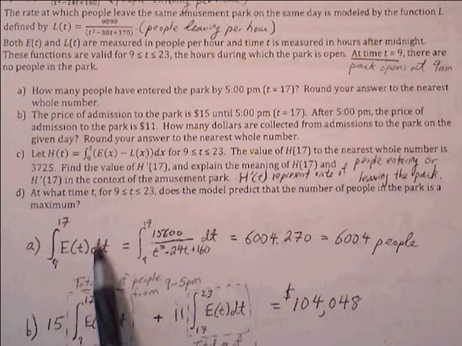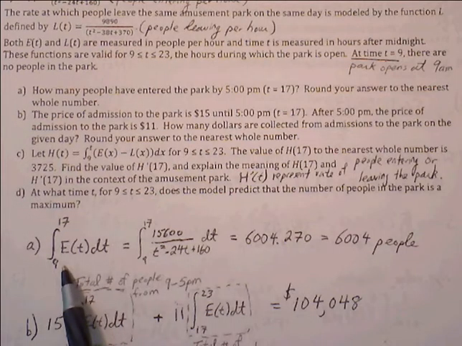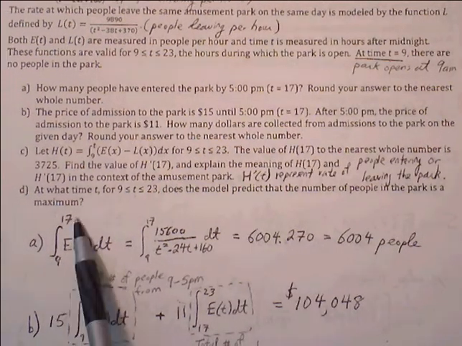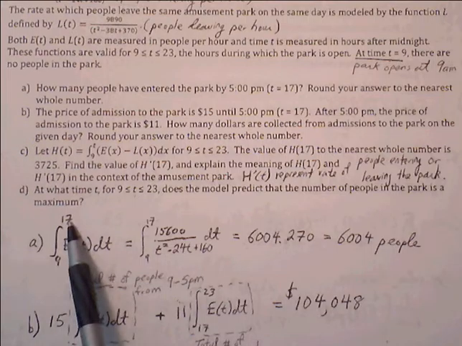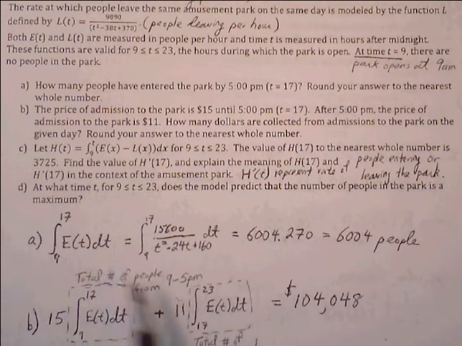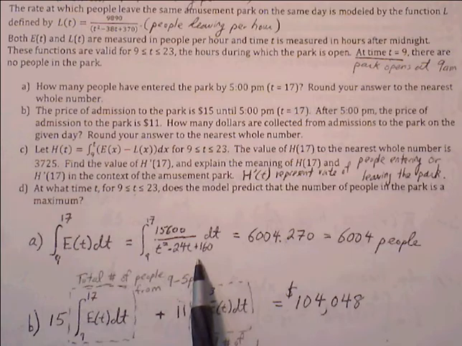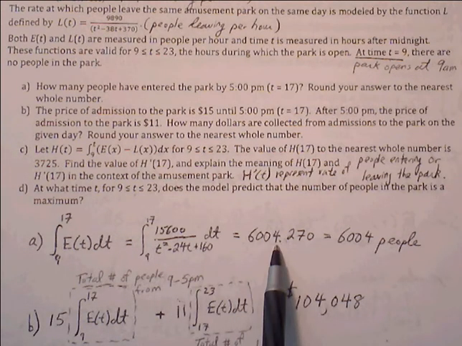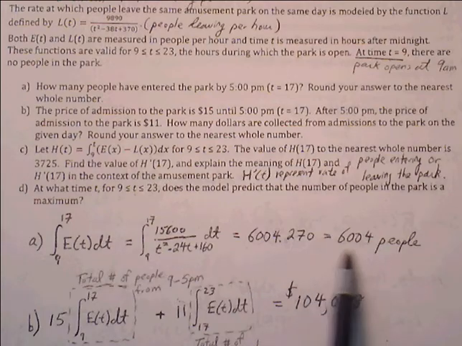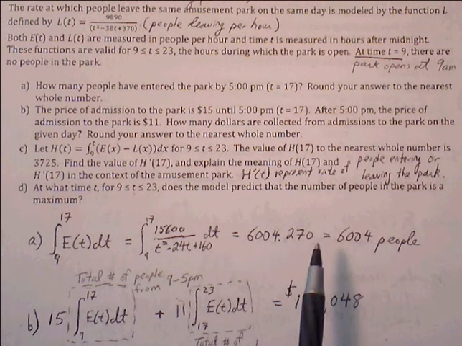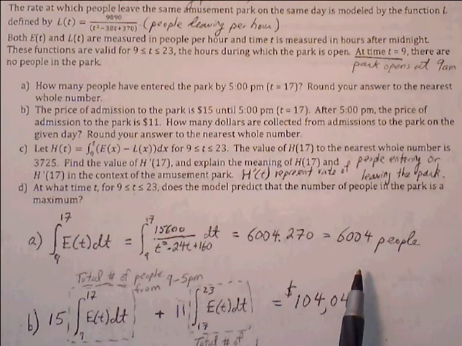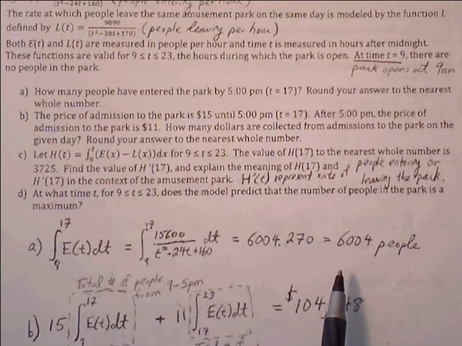So if we take the definite integral of that rate from 9 to 17, from 9 a.m. to 5 p.m., then this will give us a total number of people. If we plug this in our calculator and work this through, it'll give us 6,004. So roughly 6,004 people have entered through the gates of the park.